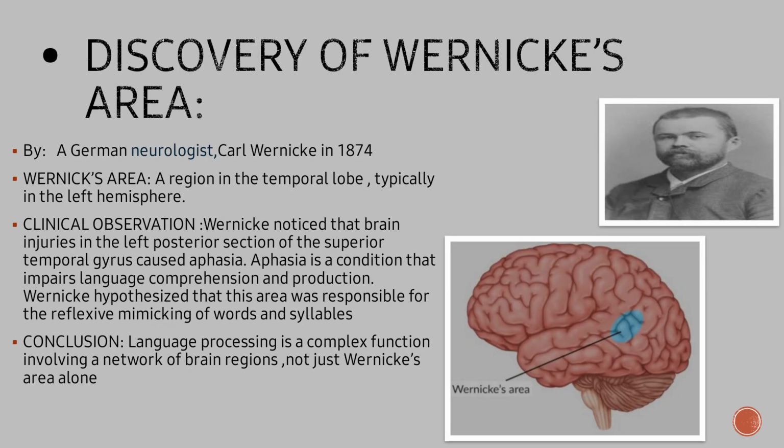Next is the discovery of Wernicke's area. This area was identified by a German neurologist called Wernicke in 1874. His clinical observation was that brain injuries in the left posterior section of the superior temporal gyrus caused aphasia. Aphasia is a condition that impairs language comprehension and production. Wernicke hypothesized that this area was responsible for reflexive mimicking of words and syllables. The conclusion is that language processing is a complex function involving a network of brain regions, not just Wernicke's area alone.